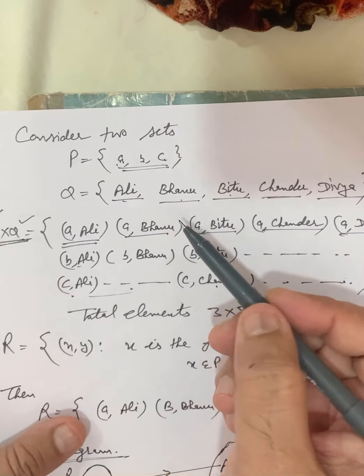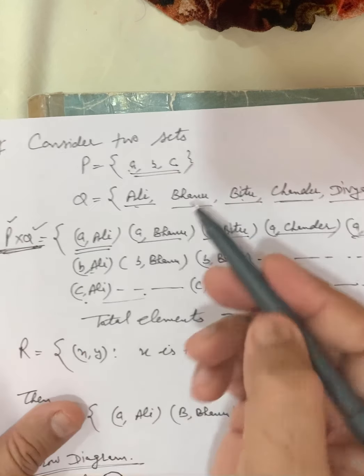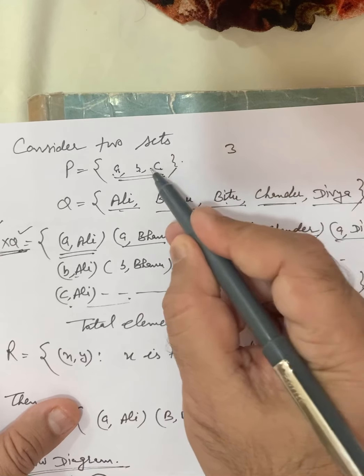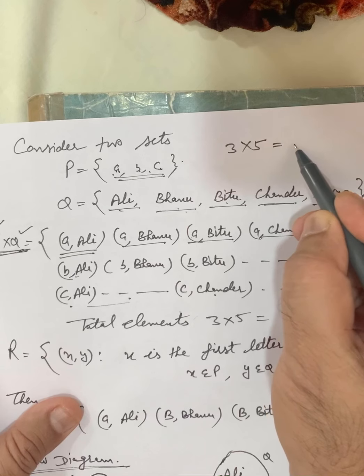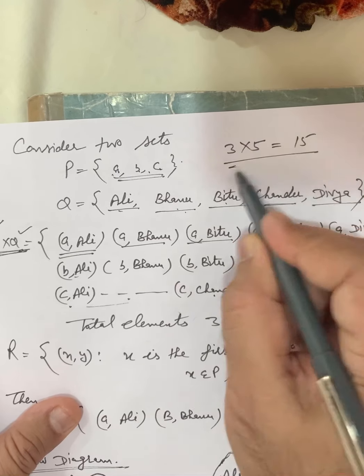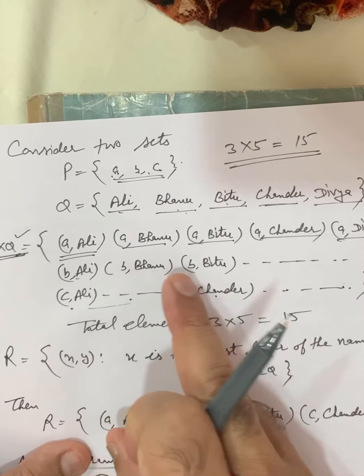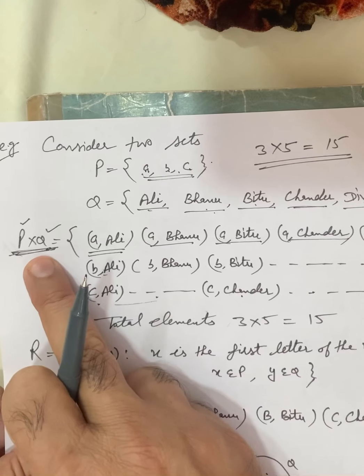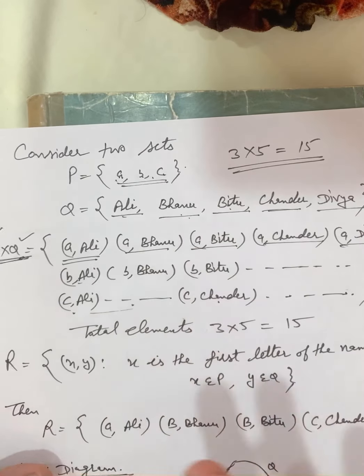Yesterday we discussed the number of elements of the Cartesian product P cross Q. First having 3 elements, second having 5 elements. So the total elements in the Cartesian product will be the product of the number of elements, 15. 15 elements will be there. Elements of the Cartesian product will always be ordered pairs. So we can say 15 ordered pairs will be there.